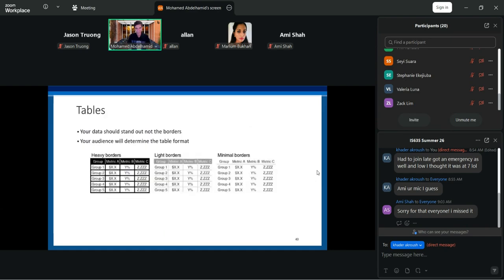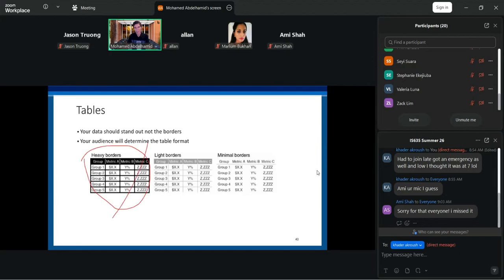Also, if you look at a lot of the big companies' reports that they publish publicly, or if you look at scientific journal papers, you will rarely, if any, see tables with heavy borders like this.